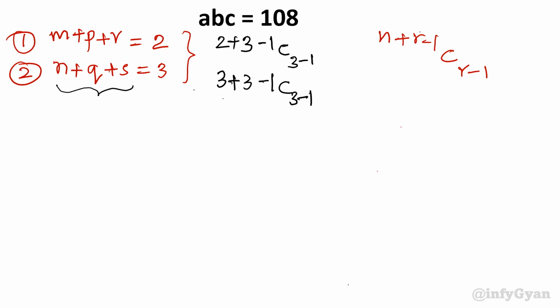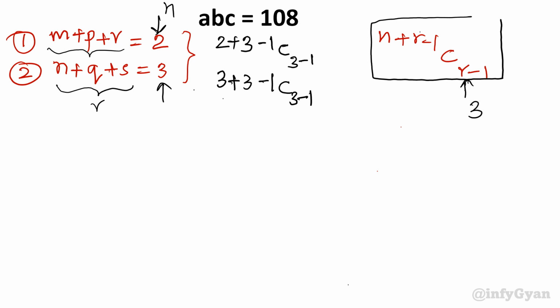There are 3 numbers, so the value of r is 3. And these are the n values, the numbers being distributed; these are the r values as per our standard formula. So let's find out these values. The first value is 5 minus 1, 4C2. And the second value is 6 minus 1, 5C2. Let's find both values.